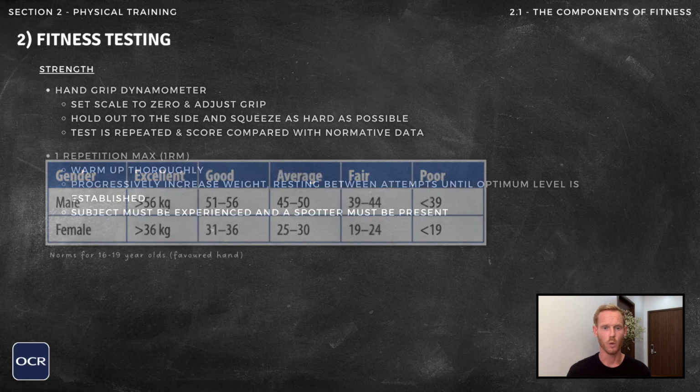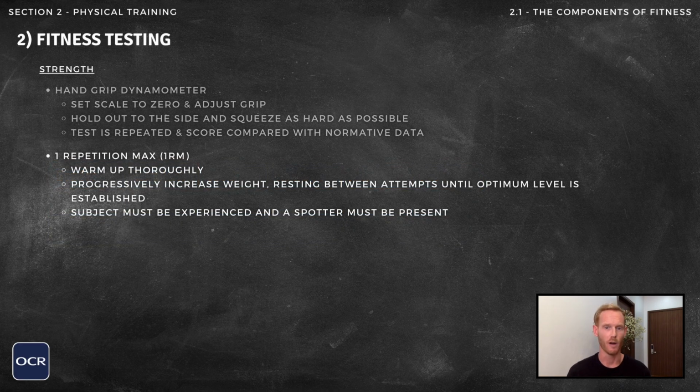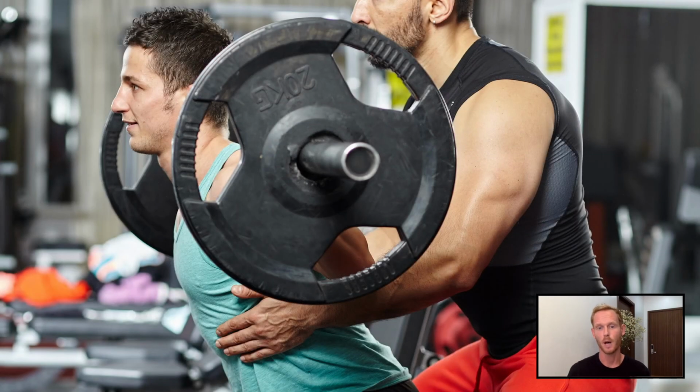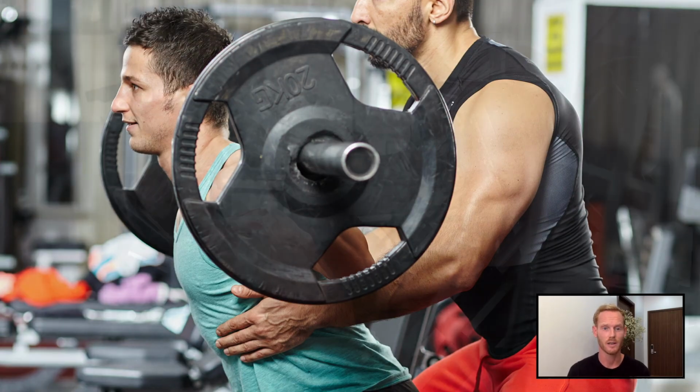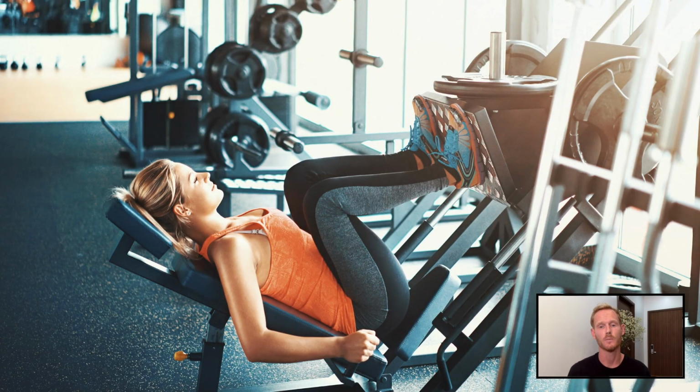The 1 repetition max test, or 1RM, tests the strength of different muscle groups by measuring the maximum weight that can be moved through a single repetition for a given exercise. For example, a barbell squat may be used to assess general lower body strength, while a leg press would provide a much more specific measure of quadriceps strength.